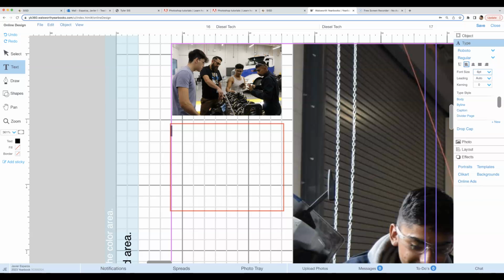Okay, it has to be creative, it has to be catchy, it cannot be boring or cliche. So maybe, let me see, they're working on an engine, firing on all cylinders. Okay, so we have our title. Remember, this does have to be in bold. So we're going to go over here, find the bold, and 6-point bold Roboto. Perfect. All right, go back to regular.